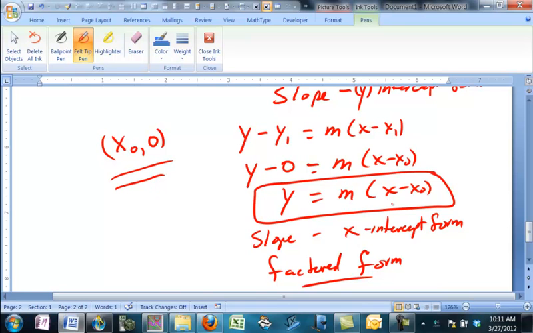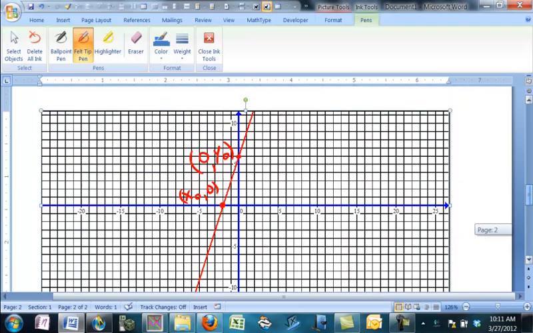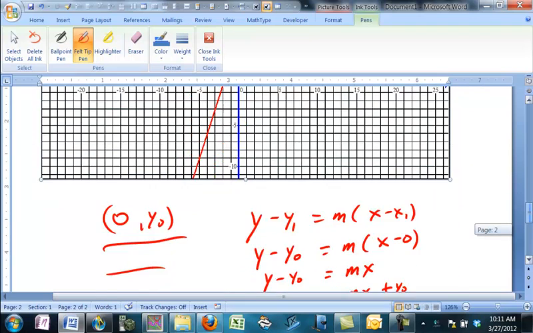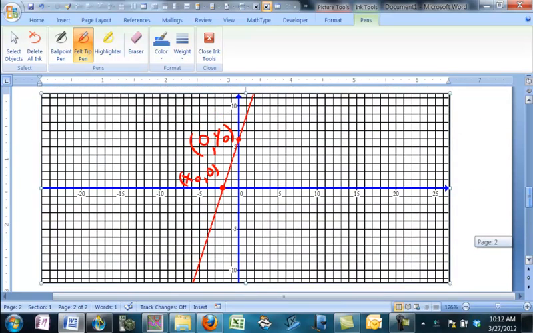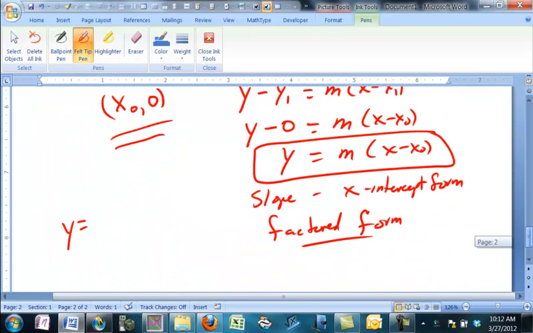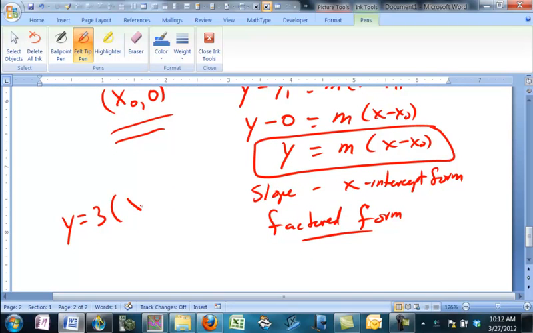So for example, up here, we see the x-intercept is negative 2, 0. So we can write this as, and we know the slope was 3, right? Let's see, right 1 up 3, yeah. So it's y equals 3 times x minus a negative 2. Or, if you'd rather write it as 3x plus 2, that's our specific example up above.